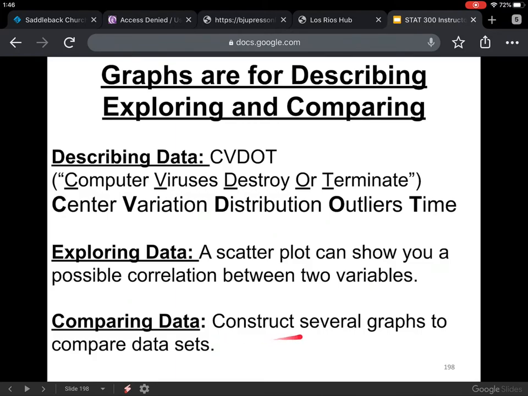And then comparing data. Construct several graphs to compare the data sets. Maybe try creating several of these different graphs so that you can see, wait, I see a different pattern by creating this graph over the other one. And you would be able to glean more and more information. Okay, so these are different things that are possible when we're looking at different types of statistical graphs.